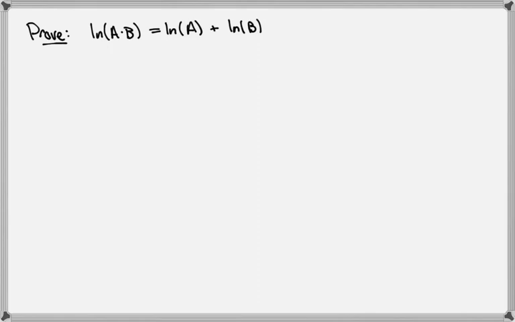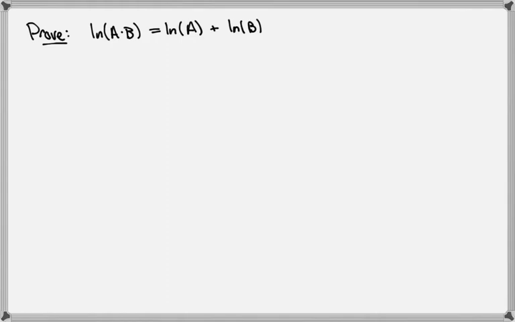The one we'll prove is the one that talks about the log of a product being the sum of individual logs. So the log of a times b is equal to the log of a plus the log of b. Here a and b are positive numbers. I'd like us to prove that.